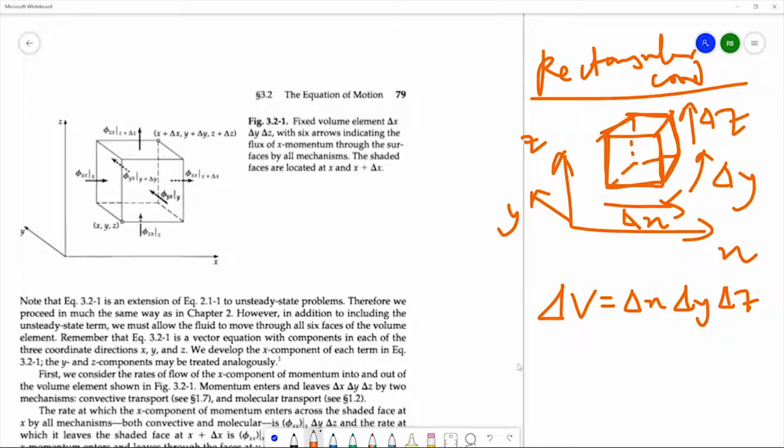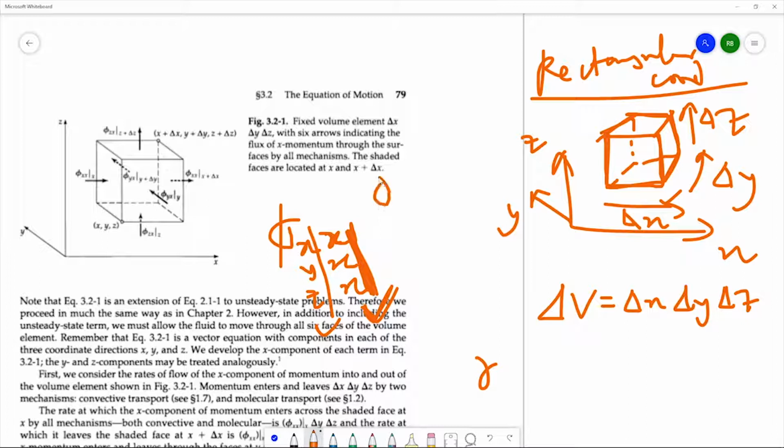So you have to find the rate of momentum in and out. How many terms do you have in total? Three terms each, a total of 9 terms, because this is a tensor. It's like saying I have 9 terms, like phi xx. Fix the x first. This first index is the velocity direction, but the momentum transfer direction is the other index.